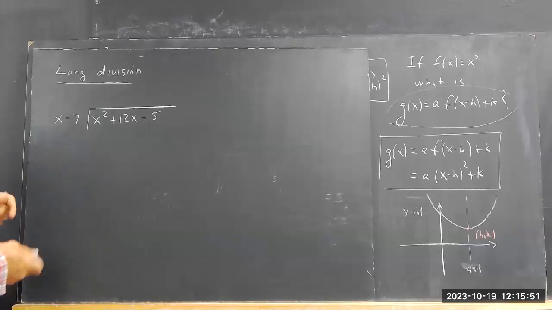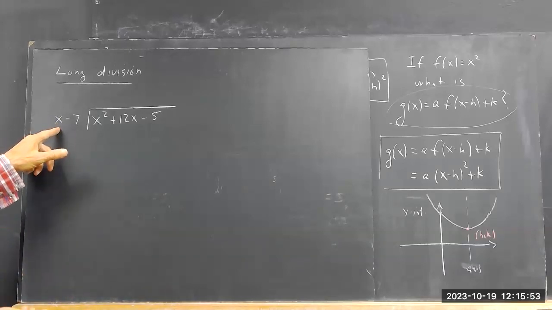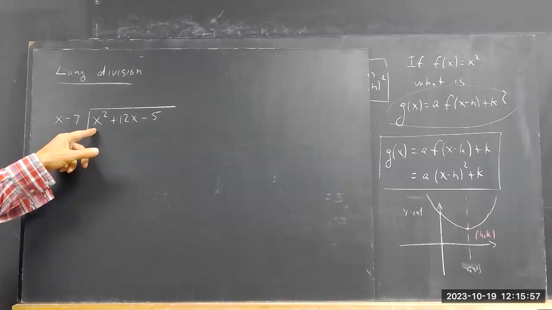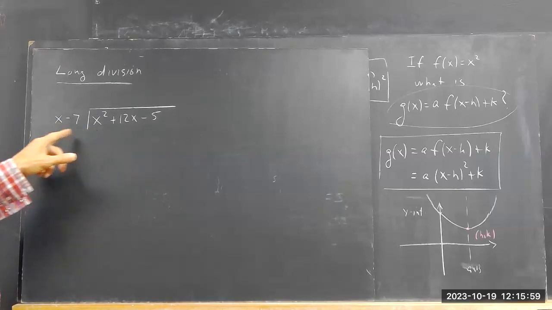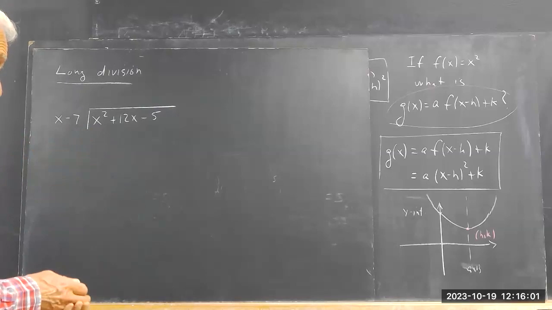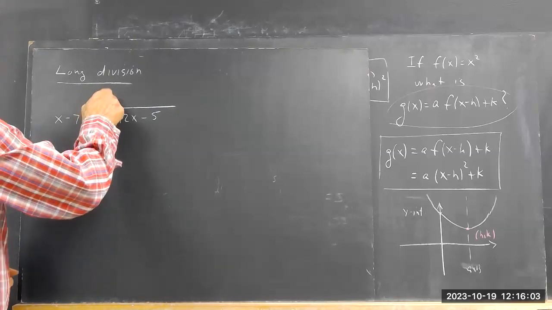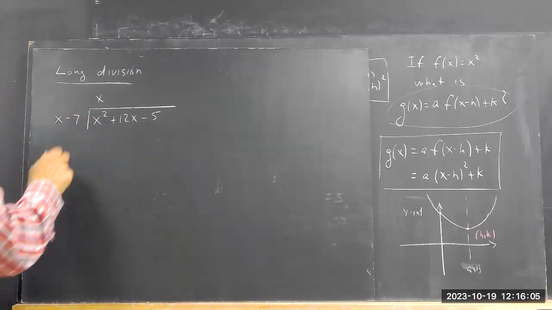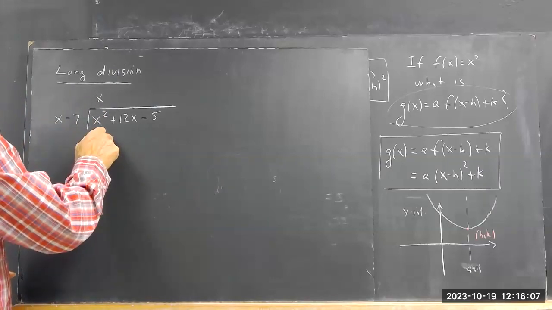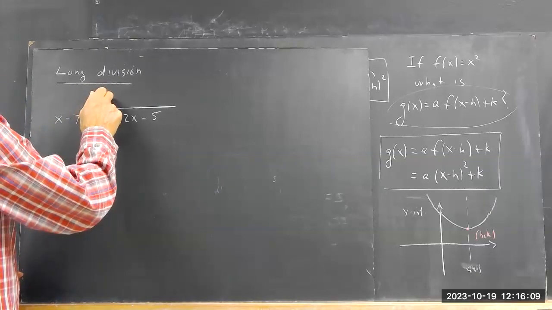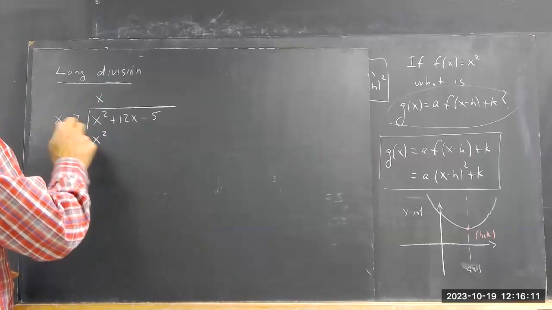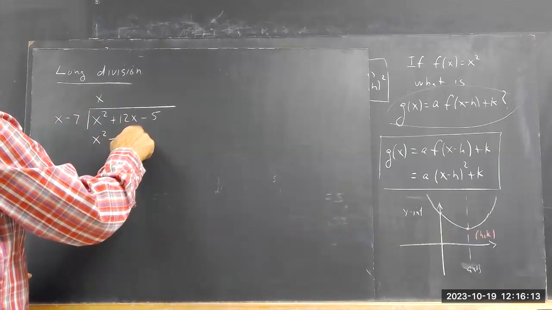procedure here is you take the leading term, the highest degree term, and you divide it into the highest degree term here. So how many times does x go into x squared? It goes in x times. How do you know that? Because if you multiply x by x, you get x squared. And if you multiply then x by -7, you get -14x.